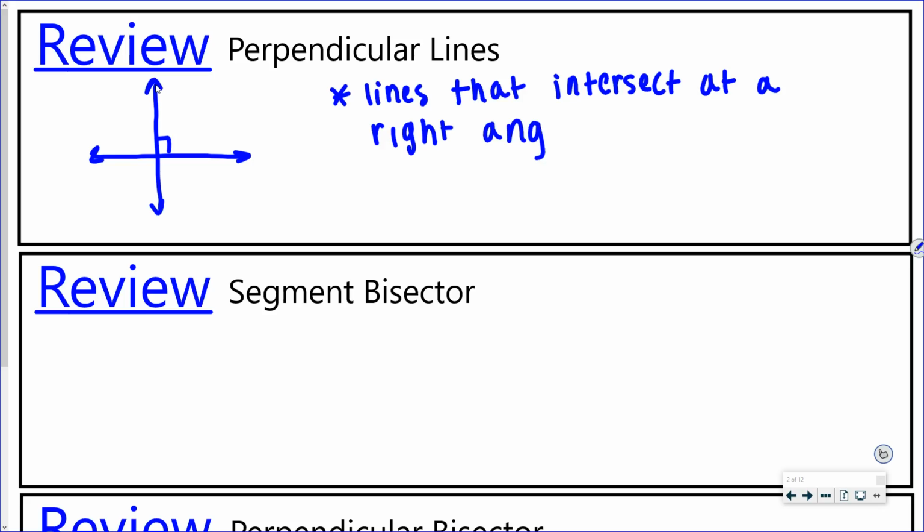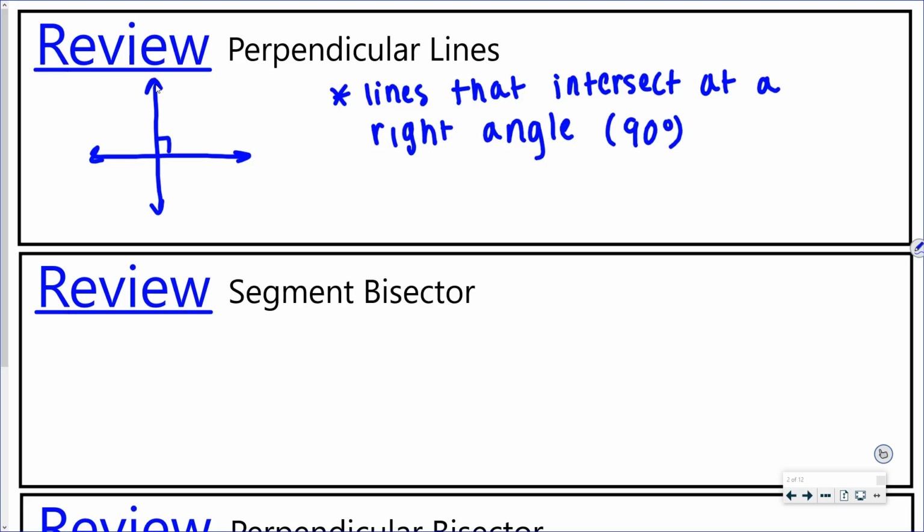Okay, we know what oh my gosh. You threw me off now. English. I keep wanting to say parallel. It's been a long day. We know what perpendicular lines are. Lines that intersect at a 90-degree angle.